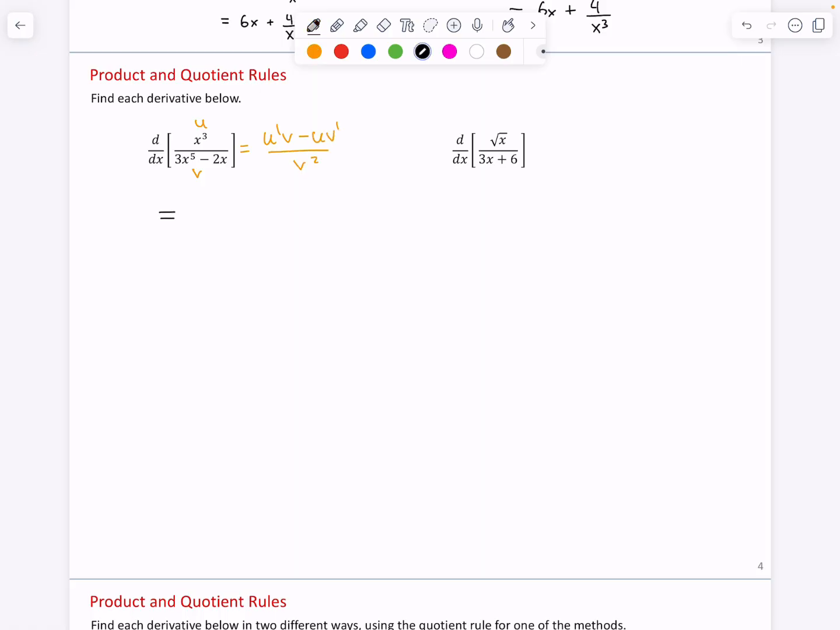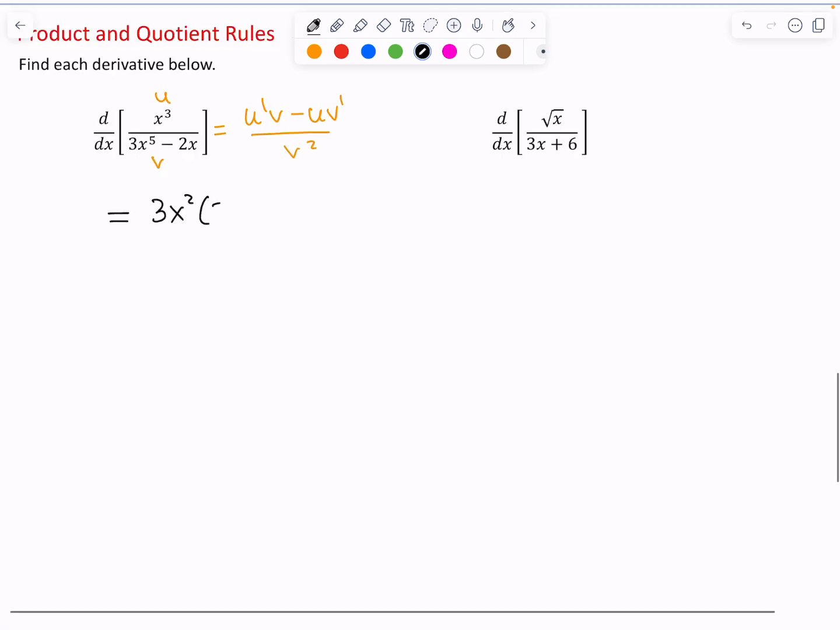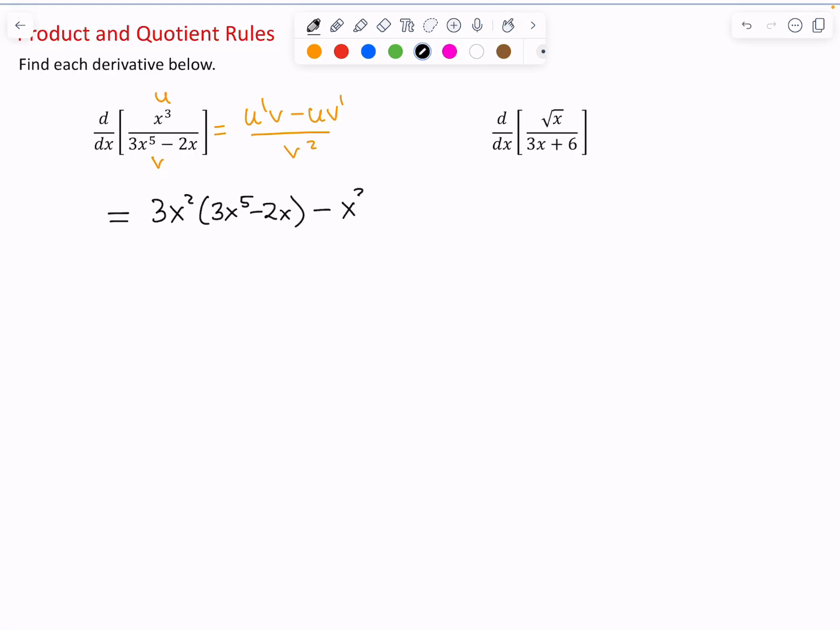So in this case, we have the derivative of the numerator, which is 3x squared using the power rule, times the denominator, undifferentiated, minus the numerator, undifferentiated, which is x cubed, times the derivative of the denominator. Using the power rule, we get 15x to the 4th minus 2, and then all over the denominator squared. Now technically I'm done. This is the derivative, but we do want to simplify it to a more manageable form.